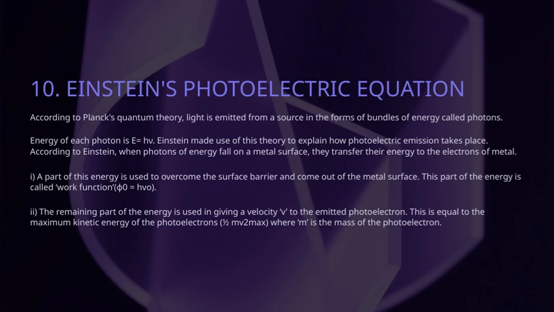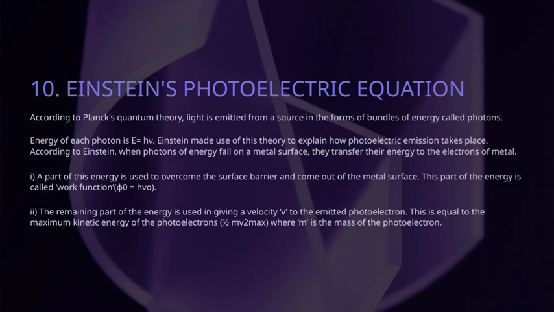Now, recalling that the energy of each photon is given by E equals hν, Einstein used this idea to explain how photoelectric emission actually happens. According to his theory, when photons of a certain energy hit a metal surface, they transfer their energy directly to the electrons inside the metal. This concept is rooted in Planck's quantum theory, which tells us that light isn't just a wave, but is emitted in discrete bundles of energy called photons. These photons carry quantized energy, which is fundamental to understanding the photoelectric effect and how energy is transferred at this microscopic level.